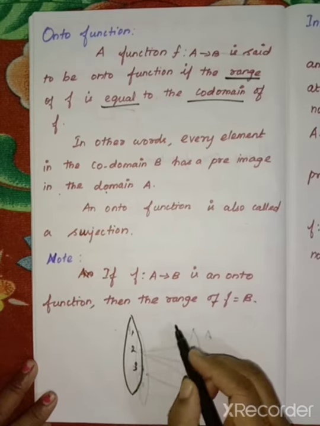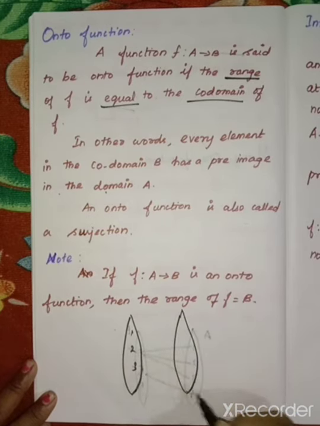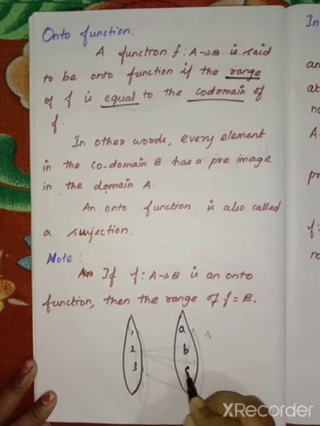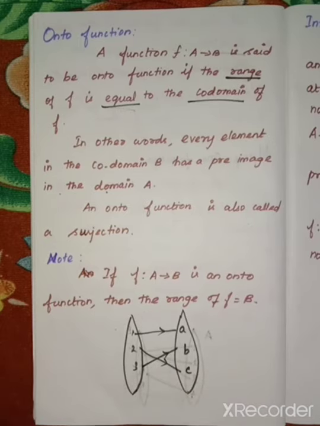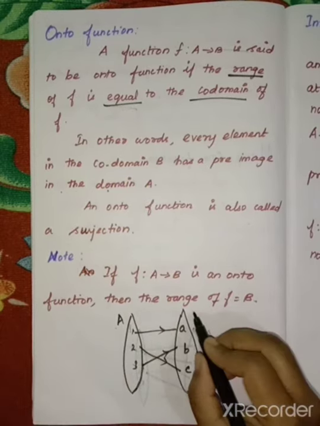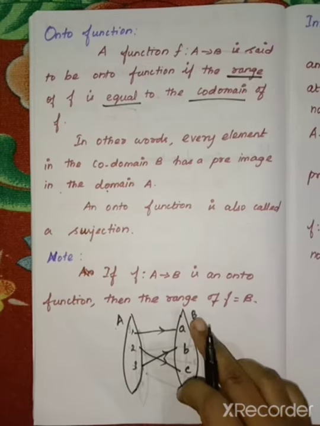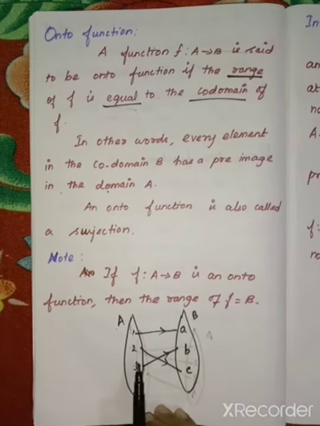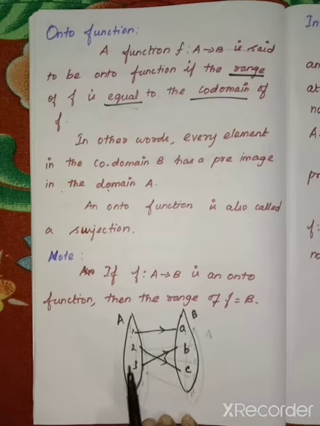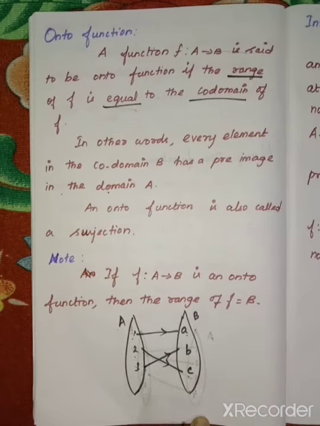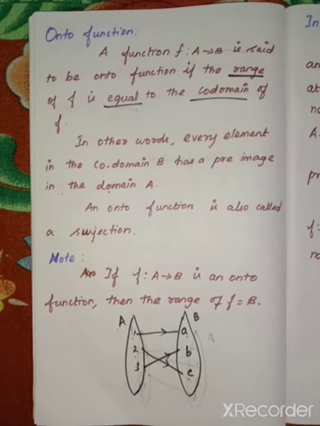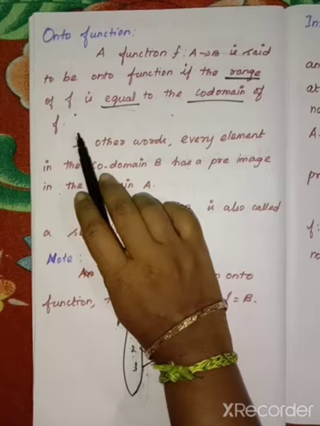1, 2, 3 and a, b, c. So for the set A we have 1, 2, 3. For set B here we have a, b, c. So here see that for 1 we have a, 2 we have c, 3 we have b. So you can say this is a one-to-one function also. If they ask whether it is an onto function or not, then see here, range of f is equal to the codomain of f.